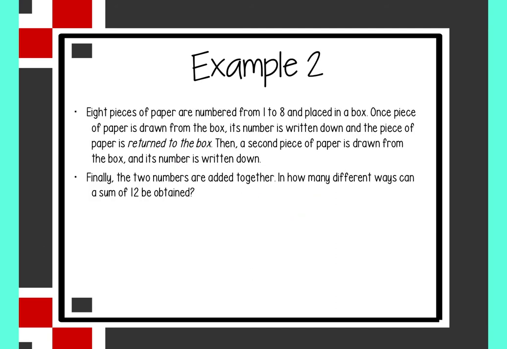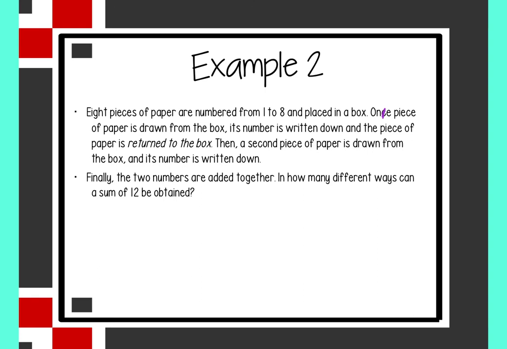All right, example 2 says 8 pieces of paper are numbered from 1 to 8 and placed in a box. One piece of paper, that's not once, one piece of paper is drawn from the box. Its number is written down and the piece of paper is returned to the box. Then a second piece of paper is drawn from the box. Its number is written down. Finally, the 2 numbers are added together. In how many different ways can the sum of 12 be obtained?